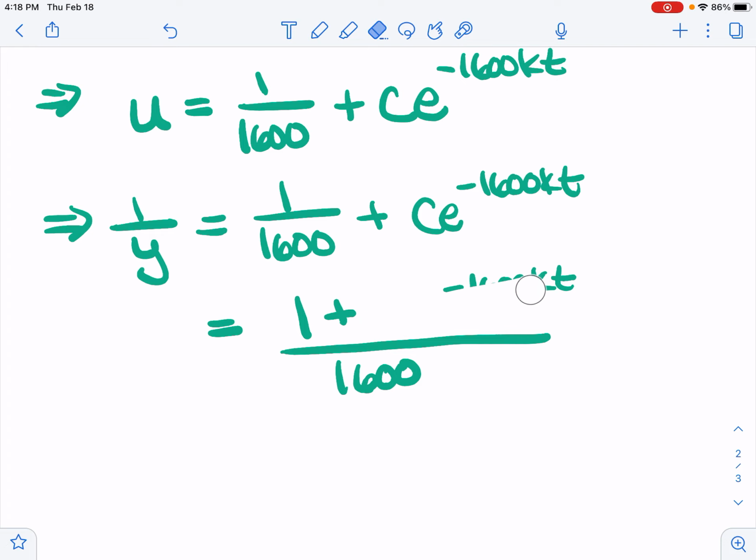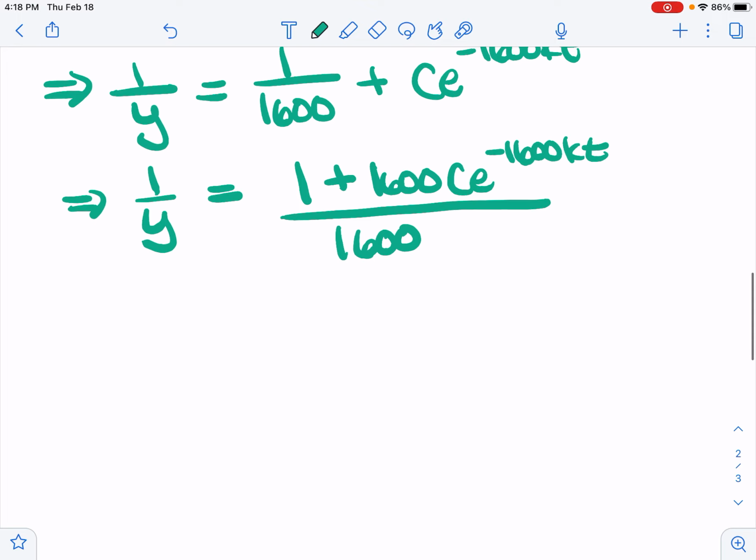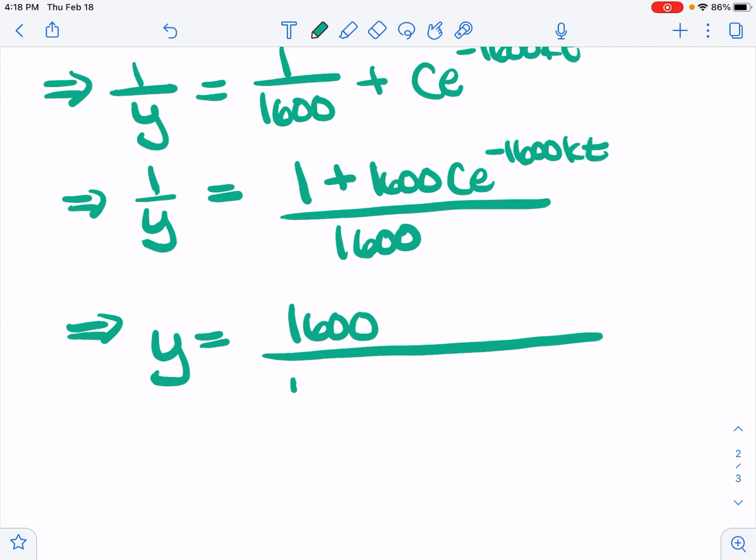Let me fix that. I forgot the common denominator part on the right. 1600 c e to the minus 1600 kt, that's 1 over y. So we have y equals 1600 over 1 plus 1600 times c e to the minus 1600 kt. And that is our solution via the Bernoulli transformation.